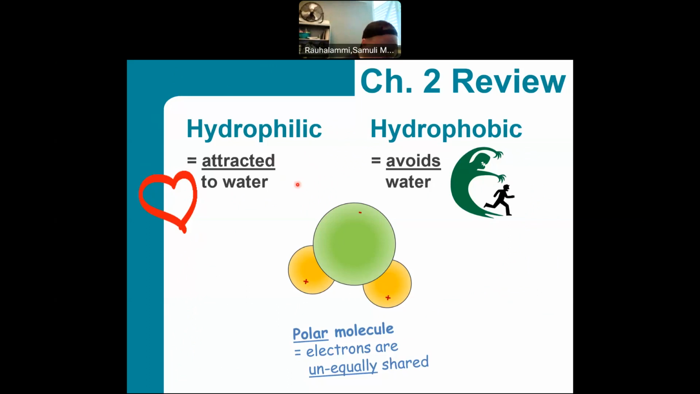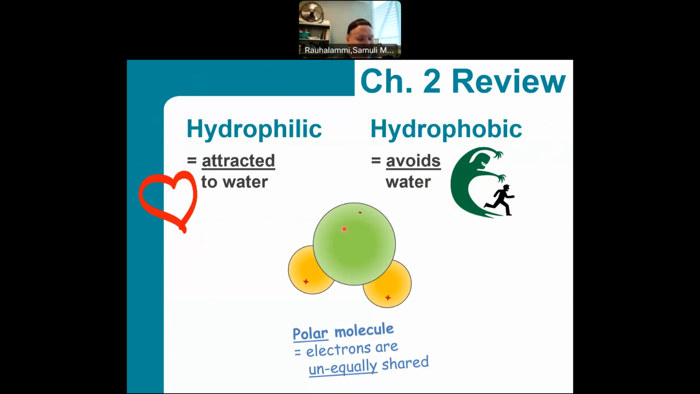As a review, I wanted to mention two words. We have sometimes molecules that are known to be hydrophilic, so they're attracted to water. And we also have molecules that are known to be hydrophobic, so they avoid water. How I think of this is that if you have a phobia of something, you have a fear of something, you try to stay away from it. If you are philic towards something, you're attracted to it, you love it, you try to be close to it.